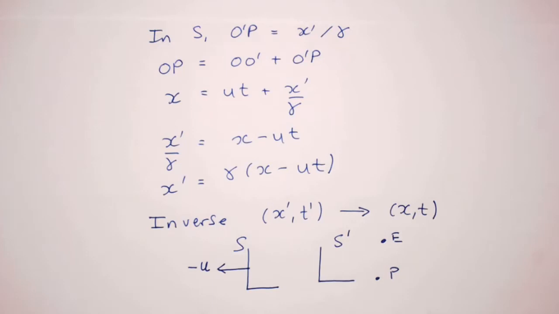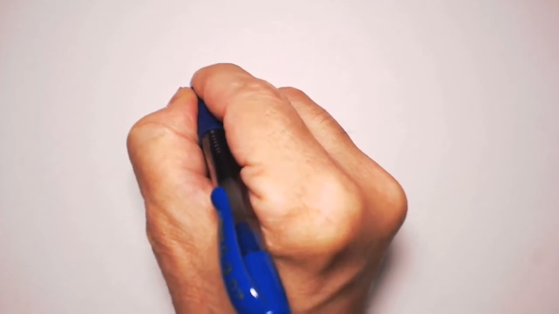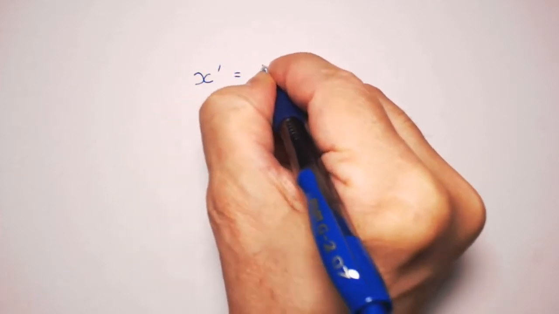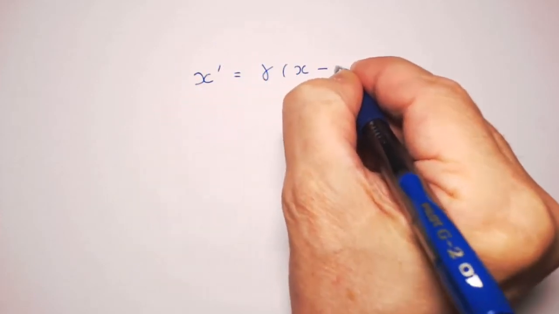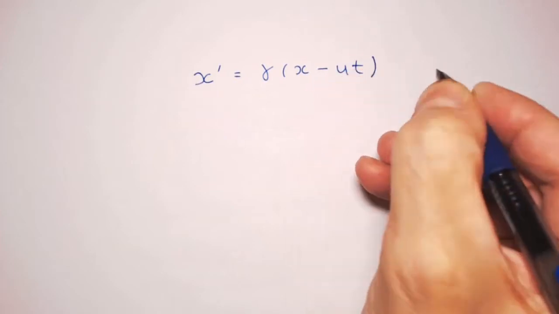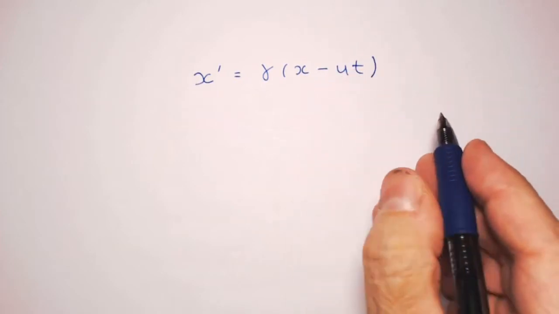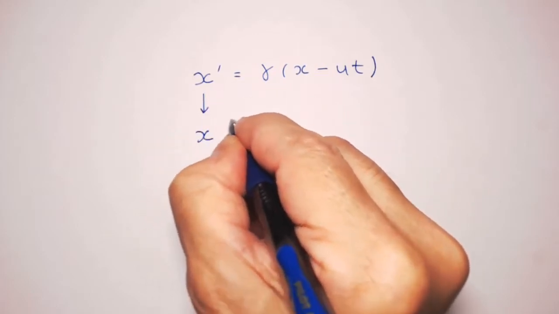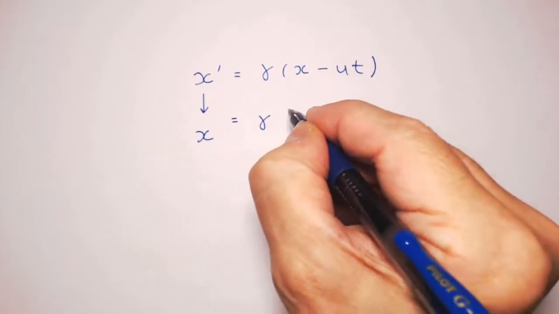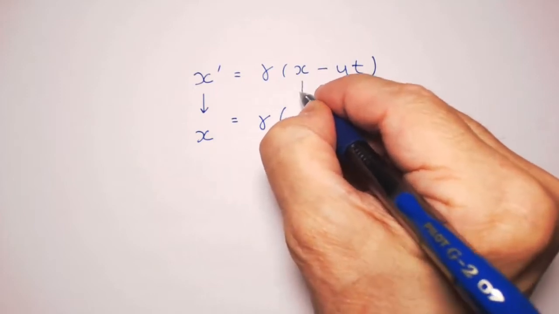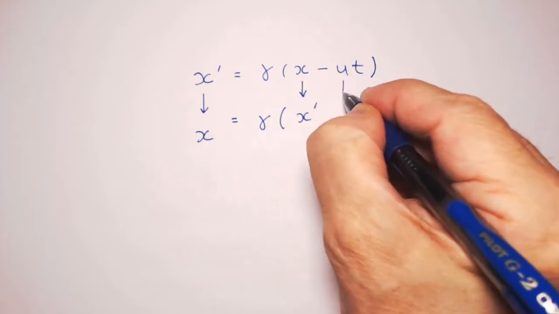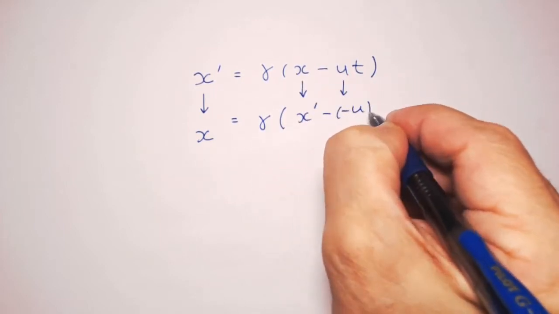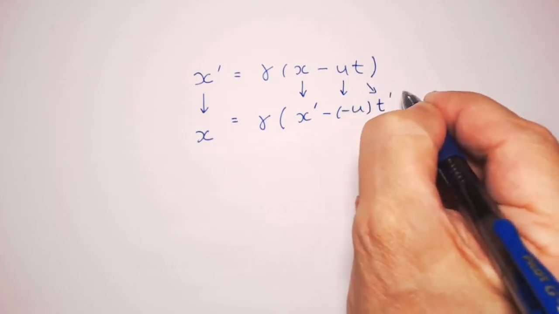transformation law. The forward transformation for x' is x' equals gamma multiplied by x minus ut. To find its equivalent form in S', we replace x' with x, we leave gamma as it is because it is the same for u and minus u, we replace x with x', u with minus u, which gives us plus u, and t with t'.